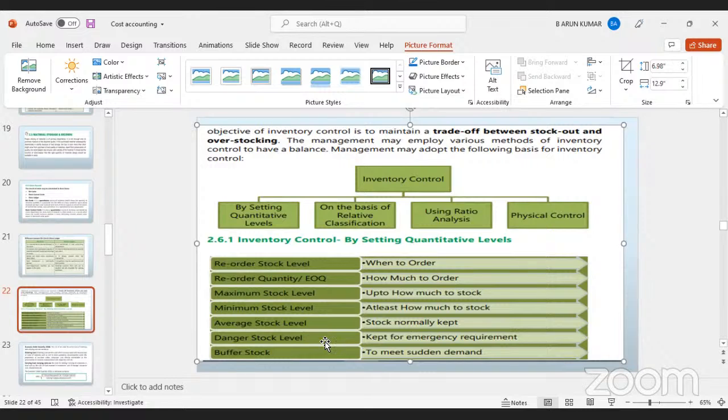And average stock level means normal stock level, how much stock we maintain every day in the stores department. And danger stock level means stock kept for emergency requirement. It means we have already issued the materials to the different departments.